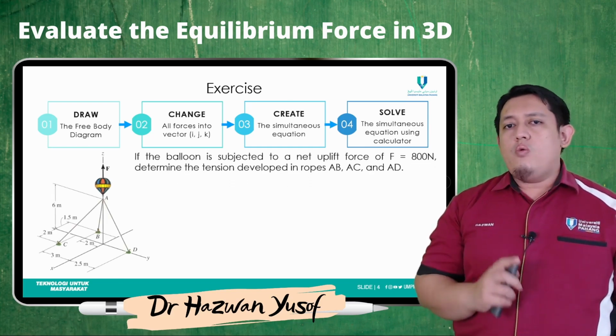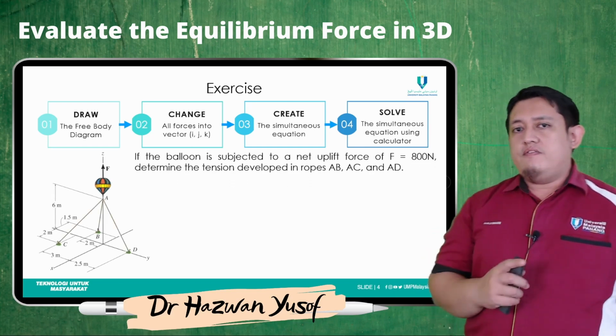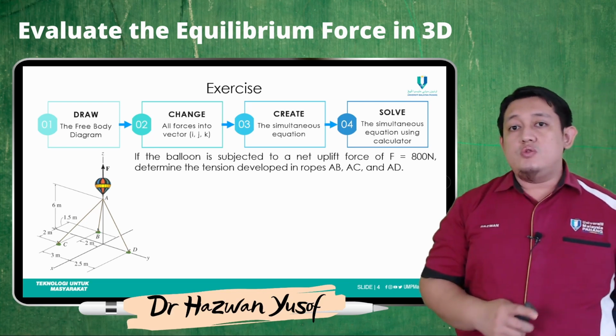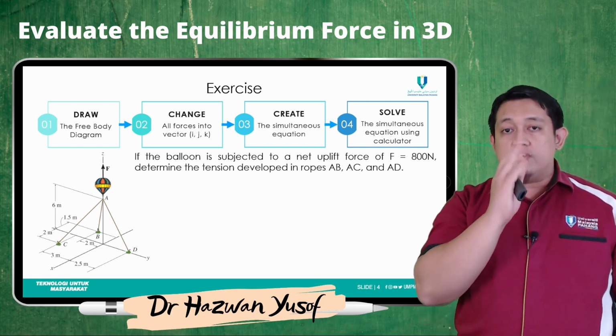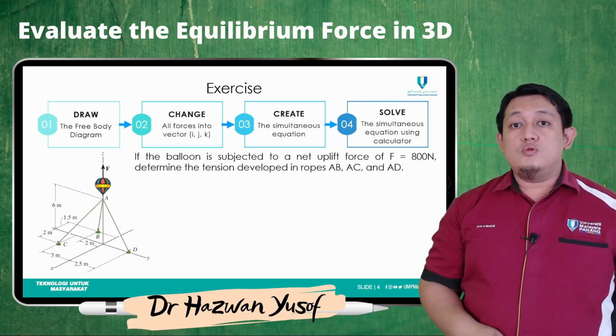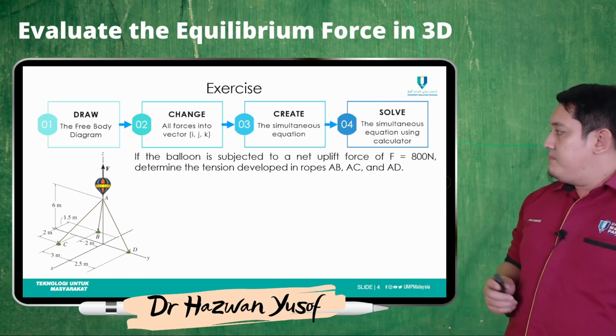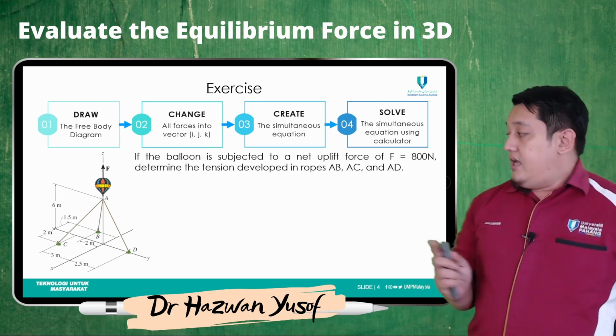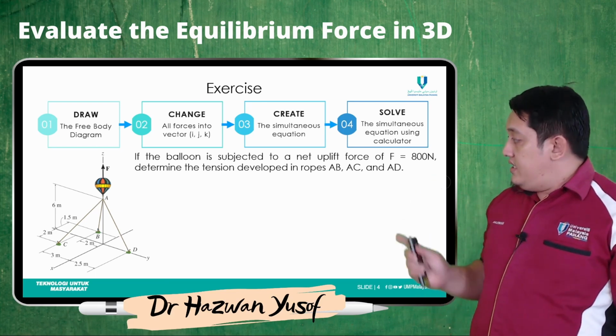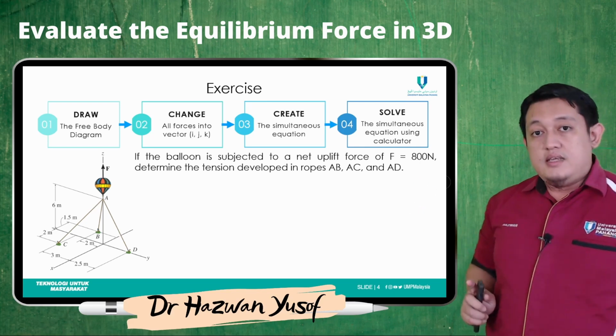Now, let's do one exercise. If the balloon is subjected to a net uplift force of F equals 800 Newton, determine the tension developed in ropes AB, AC, and also AD.